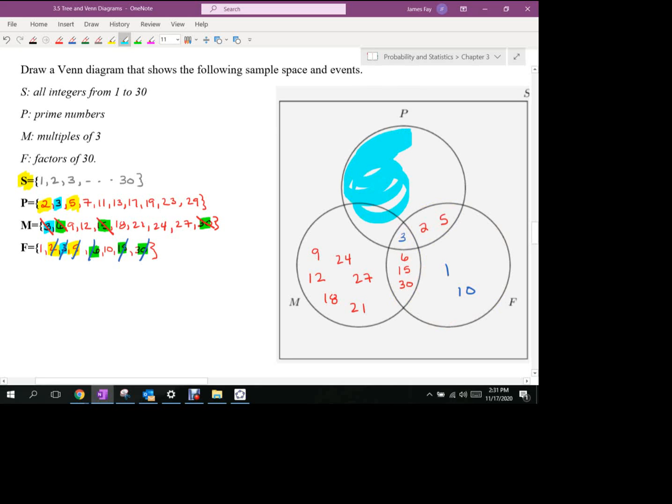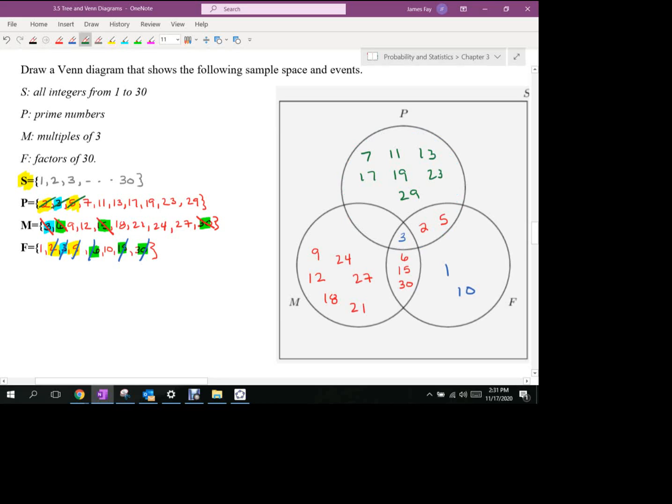You can now look up here at the prime values and go through and say, okay, well, 3, 2, and 5 are already in. So now 7, 11, 13, 17, 19, 23, and 29. Okay, you might think, yeah, we're done.